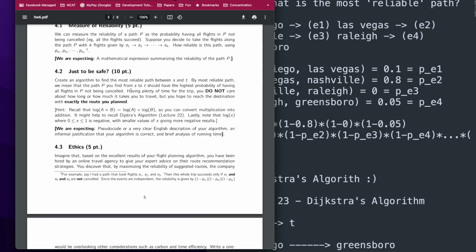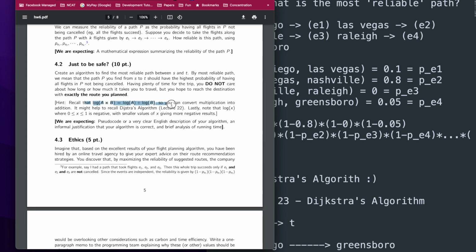And then for 4.2, it says, create an algorithm to find the most reliable path between S and T. By most reliable path, we mean that the path P you find from S to T should have the highest probability of having all flights in P not being canceled. So, having plenty of time for the trip, you do not care about how long or how much it takes to travel, but you want to reach the destination with exactly the route you planned.